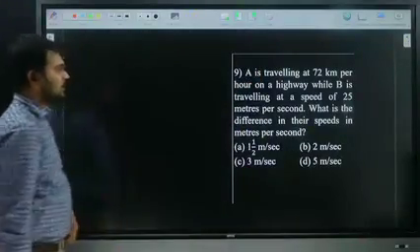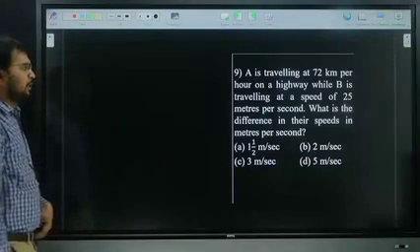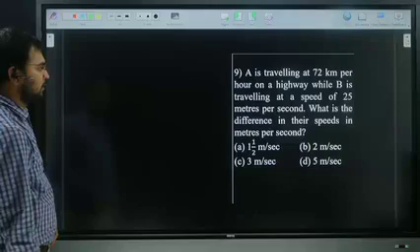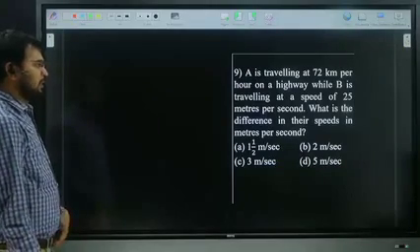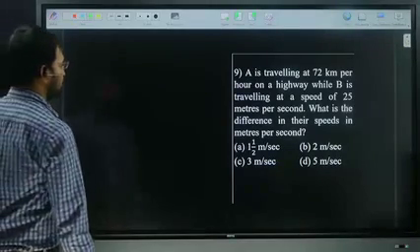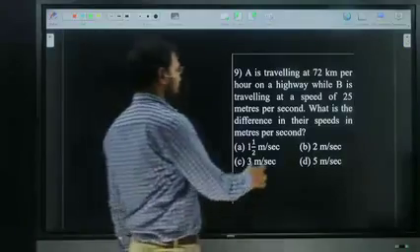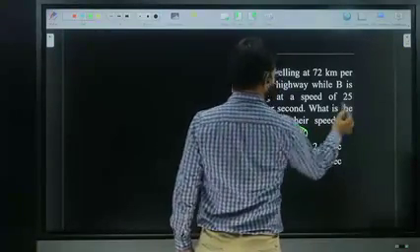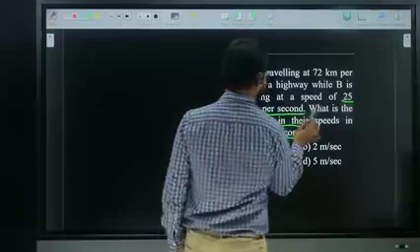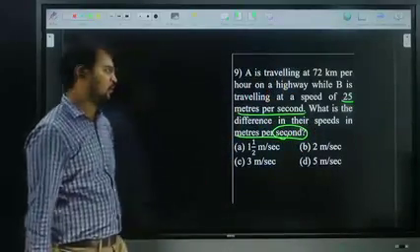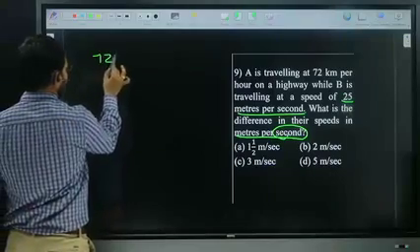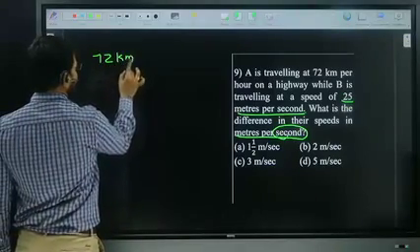A is traveling at 72 km per hour on a highway while B is traveling at 25 meters per second. What is the difference between their speeds in meters per second? Already we know one, it is 25 meters per second. If you know the first one, then you can get the relation. So 72 km per hour is nothing but how many meters per second?